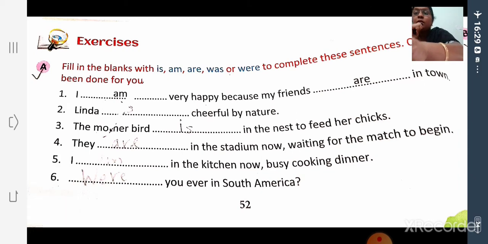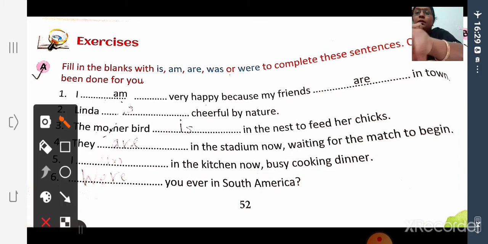Then, I can't see it. So Linda dash cheerful by nature. Linda is cheerful by nature. The mother bird is in the nest to feed her chicks. Then they dash in the stadium now waiting for the match to begin. They are. Present tense. Okay, then I dash in the kitchen now busy cooking dinner.